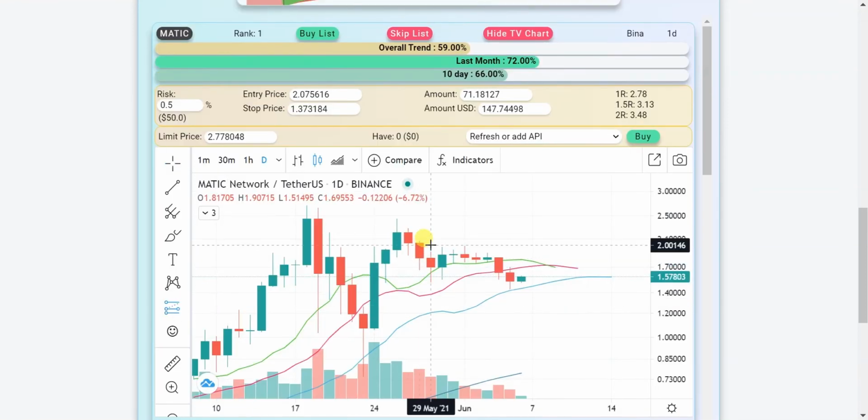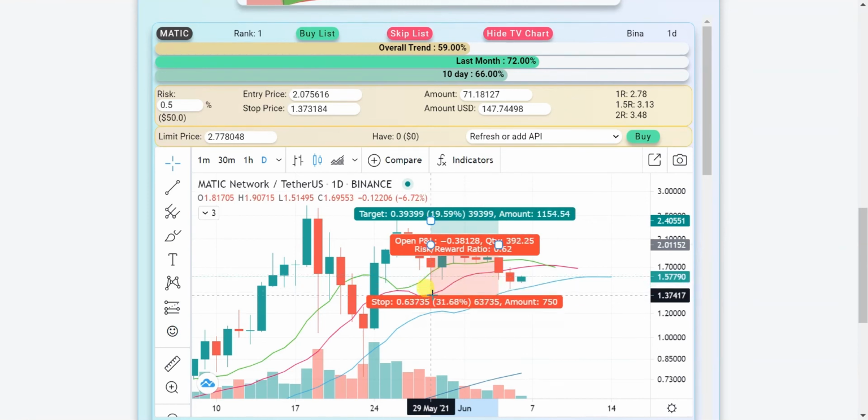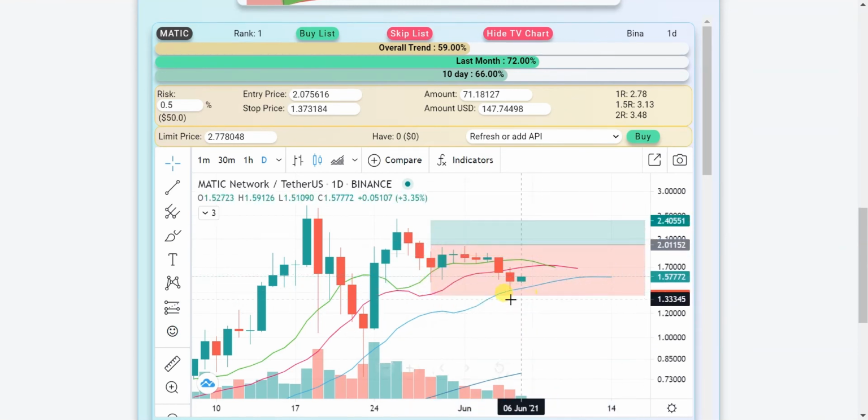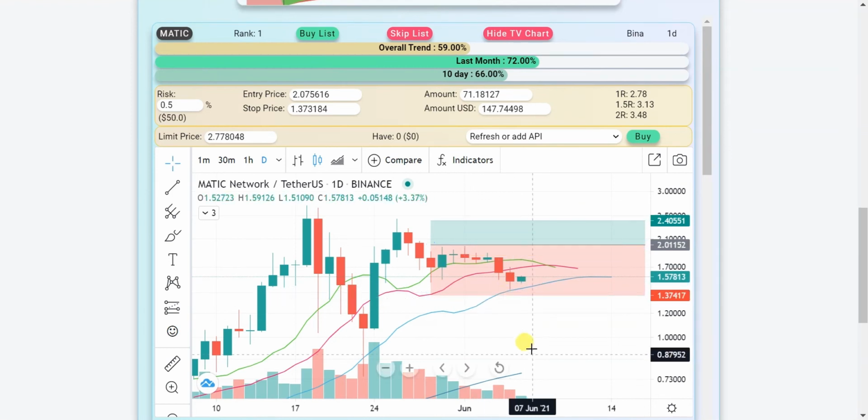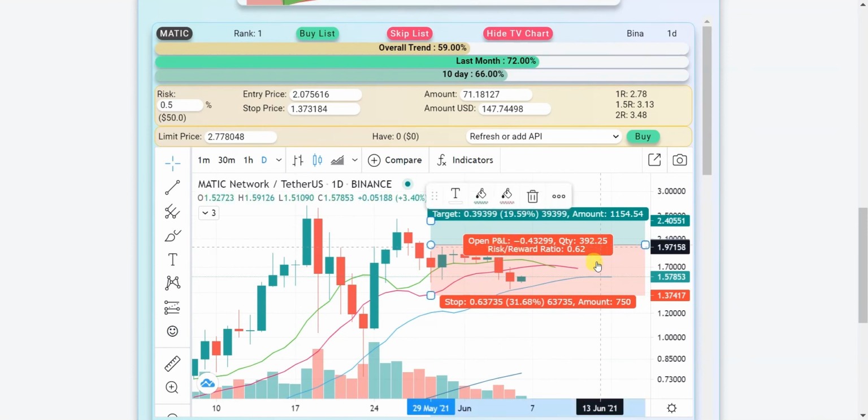Okay, let's say our entry was here, and then we're going to put our stop under here, and we're going to say that if this triggers, this low will become a new swing low. So we're going to say that's where we want our stop to be, and we want our entry to be up here. Okay, so we can see this is a 31% drop. If we buy $147 of this cryptocurrency and it drops 31%, then we're going to lose $50.